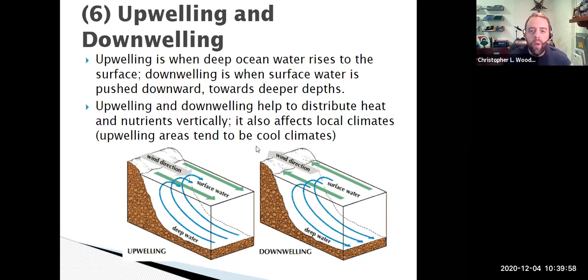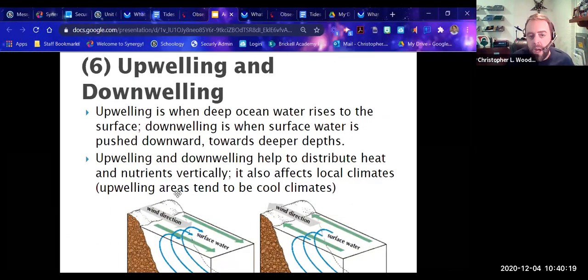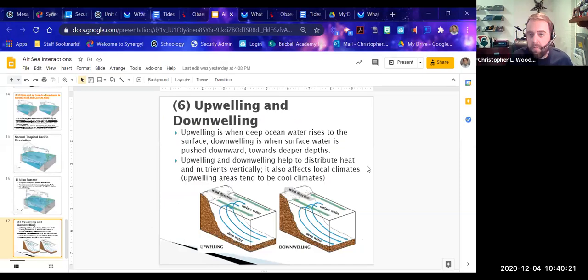So upwelling and downwelling during El Niño, La Niña, and also just the trade winds and other prevailing wind patterns, when they hit a surface, it can bring heat, distribute nutrients, and of course can also affect local climates. All right. So that's it. Those are the three main ways that the air and the sea interact to influence climate.